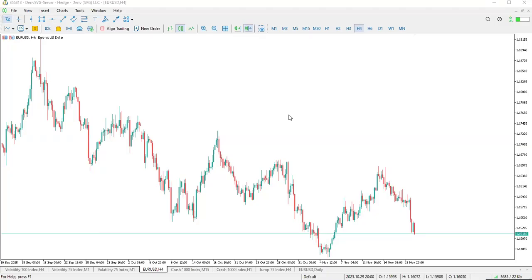Today is November 18, 2025. There is a buy side liquidity playing out on EUR/USD. I know many of you are trying to find where the buy side liquidity is. Don't worry. By the end of this video, you are going to know what is called a buy side liquidity and how to trade it effectively.